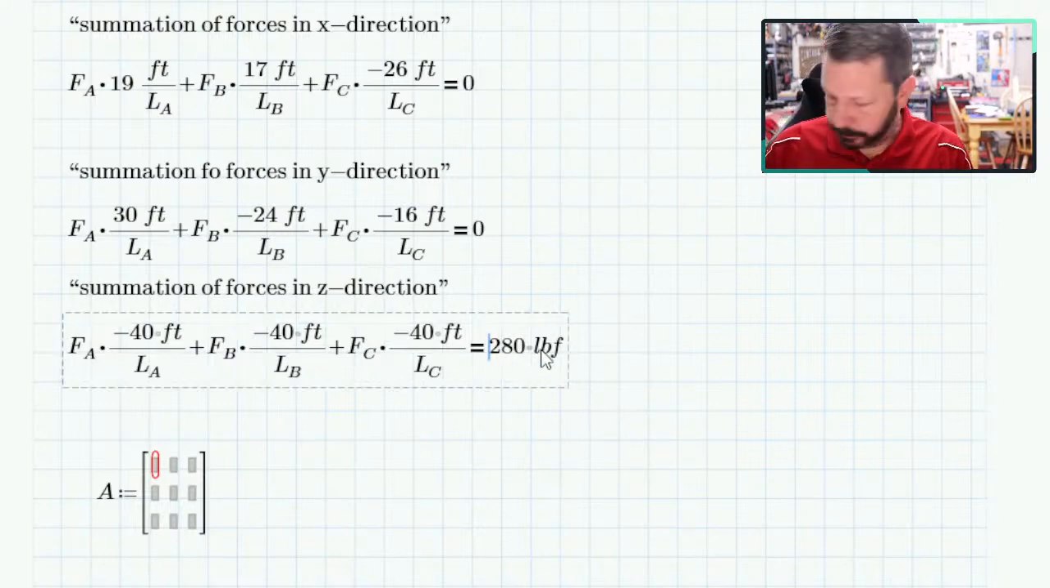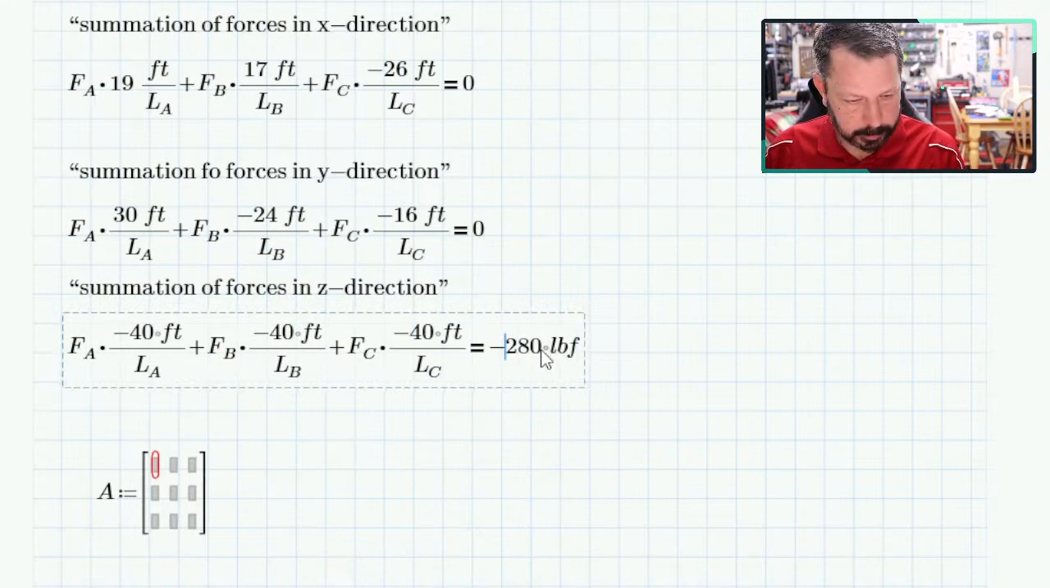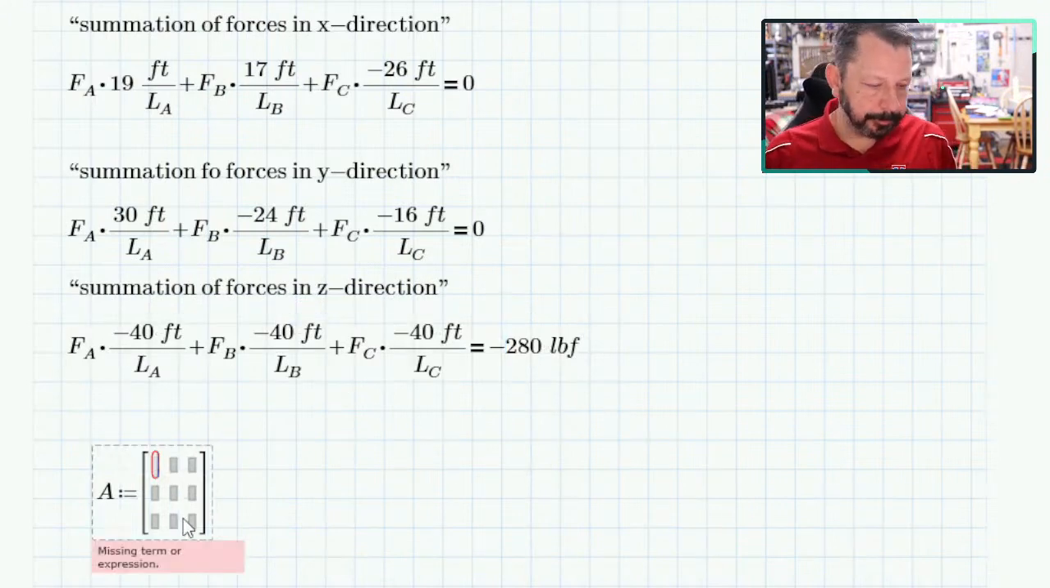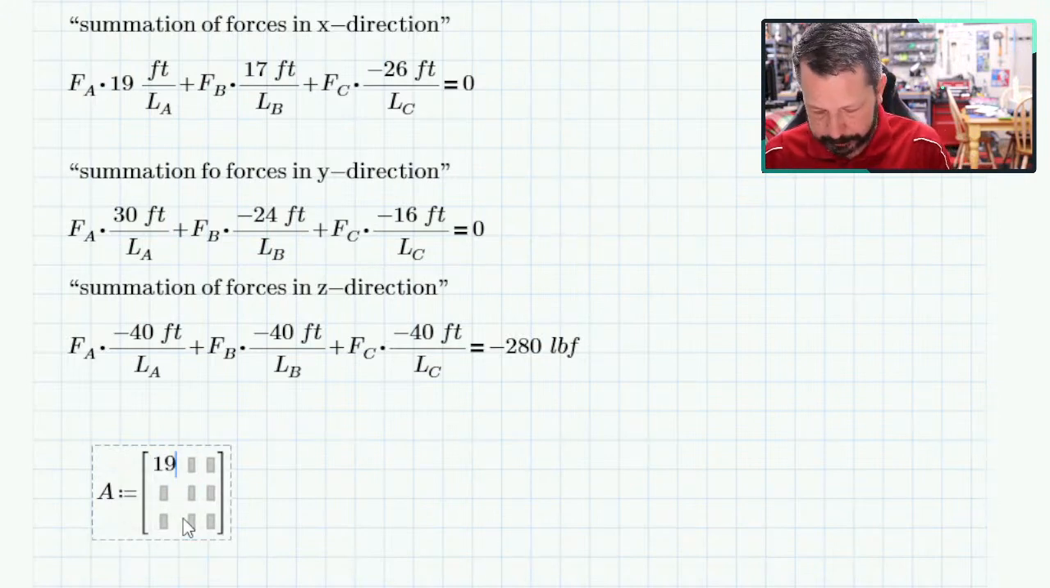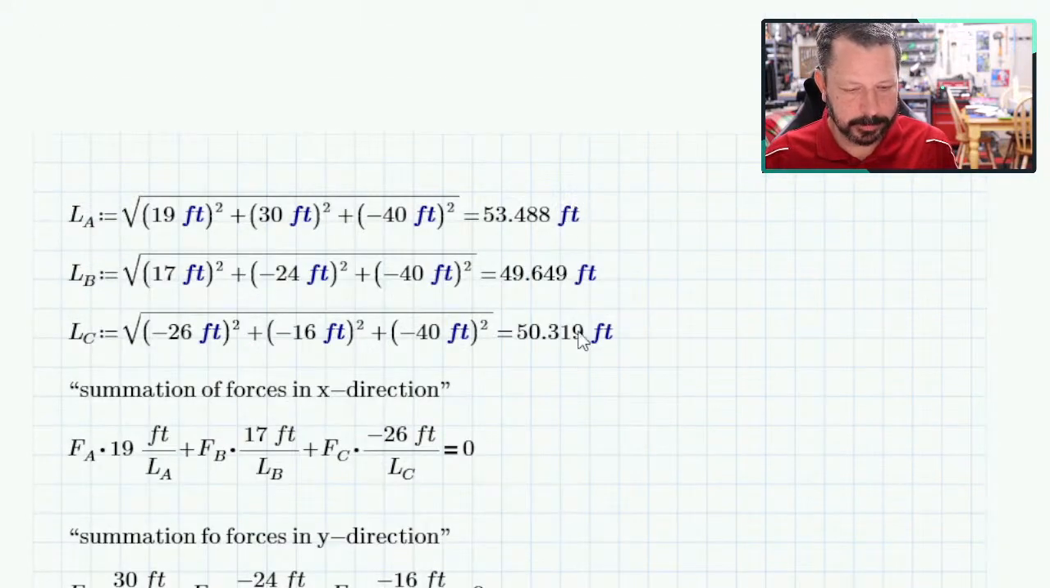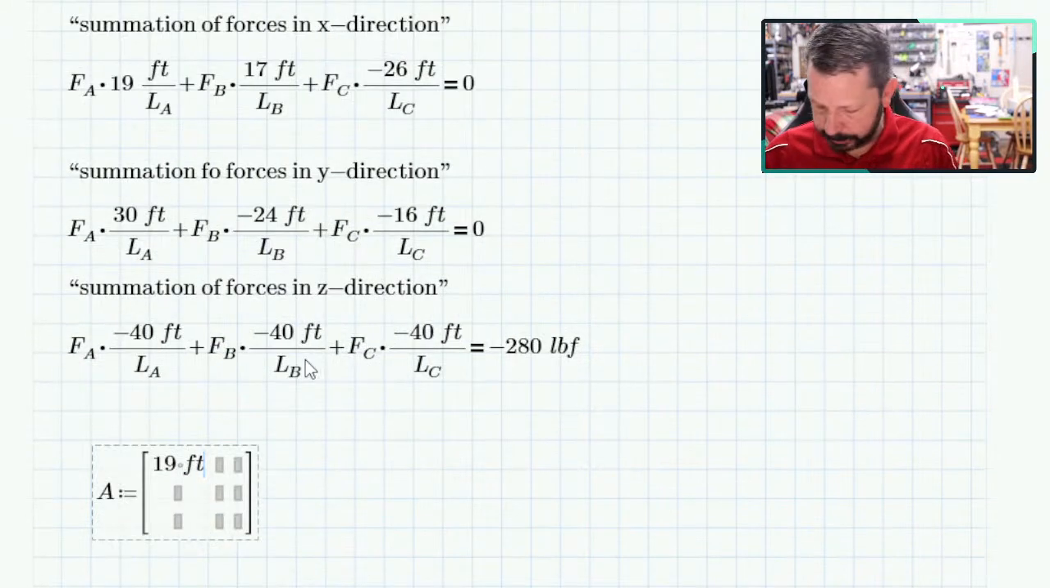Actually, this would be negative, wouldn't it? Because if it was on the left-hand side, it would be positive, and then when I move it to the other side, it becomes negative, so I think that's actually a negative. All right, let's put in our coefficients. So the coefficients that go with each one of the variables, in this case, would be 19, and I got to put feet. That's why I didn't want to put the variable dimensions up here, because now I have to keep writing them, but it's good to do.